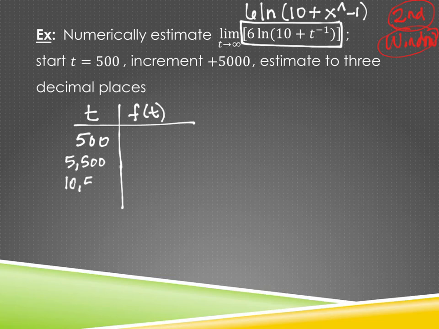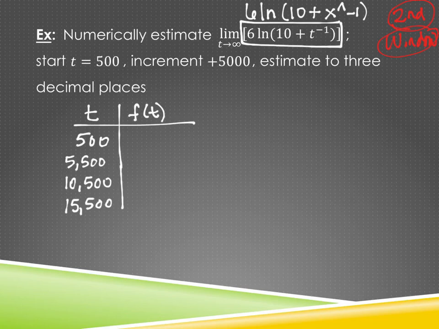10,500. Mm-hmm, 10,500. And then? 15,500. Yeah, 15,500. Now we may need more. If we need more, we're going to go to 20,500 and 25,500 and 30,500, right? We're going to need to do all that, okay? But this might be all we need. We won't know until we put them in. So you can put these in your calculator.